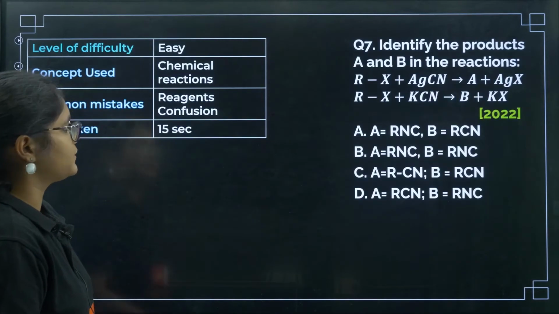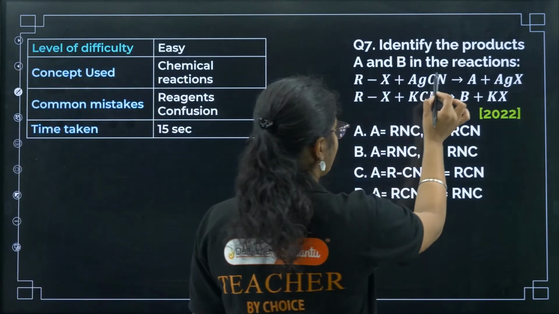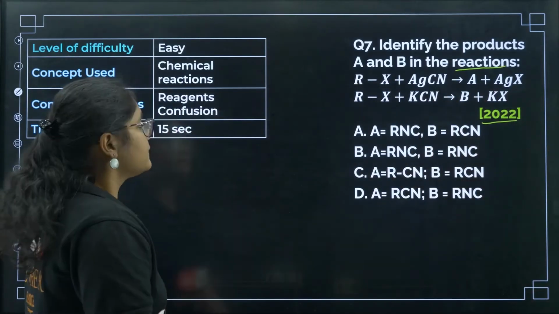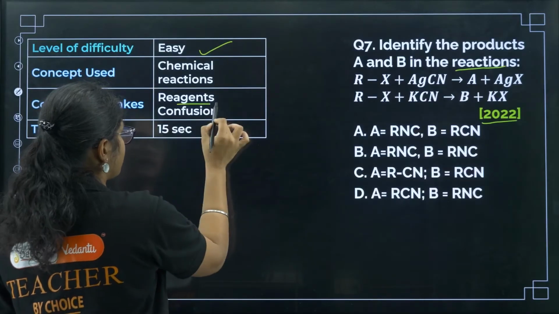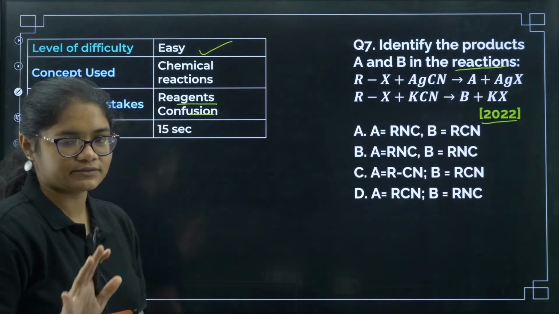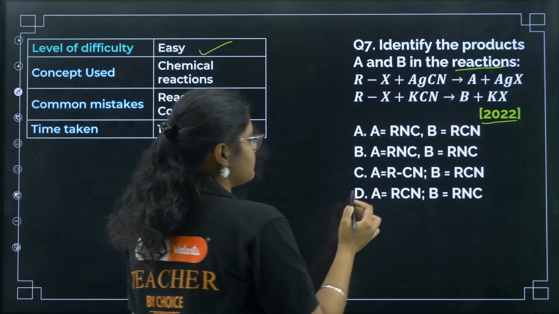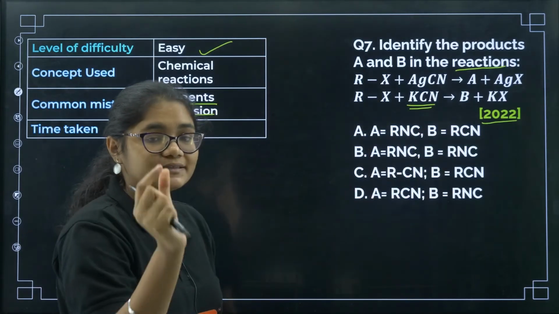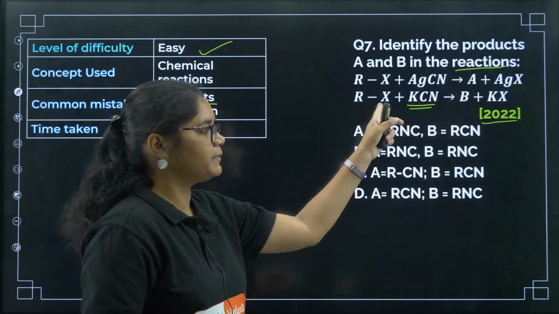Let us see the next question. Identify the products A and B in the reaction. Question was asked again in 2022. This question is also easy. You should not get confused with the reagents. Then this question is very easy. So if you remember KCN, okay, adds CN or substitutes CN in place of X.